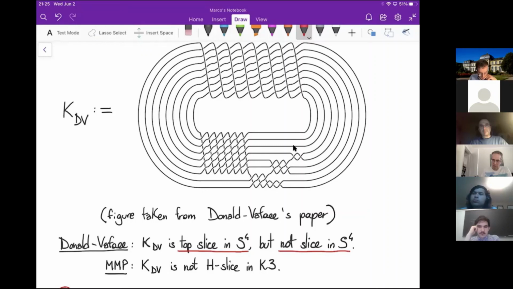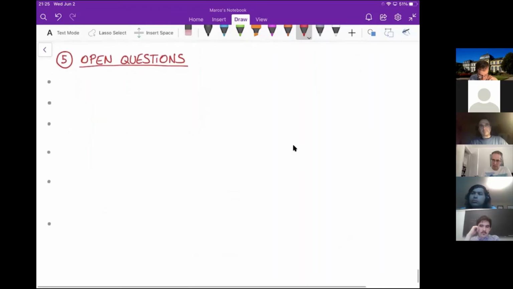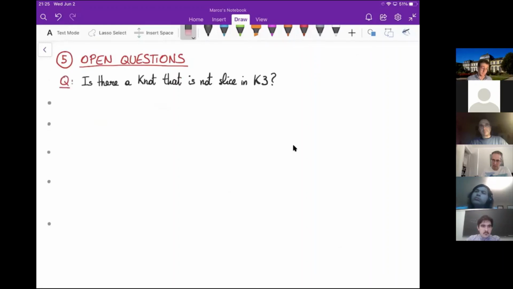So I guess that's more or less the end. I have listed some open questions. The first one is something that I've already mentioned. We do not have any example of a knot that is not slice in K3. And we actually don't know whether they should exist or not.